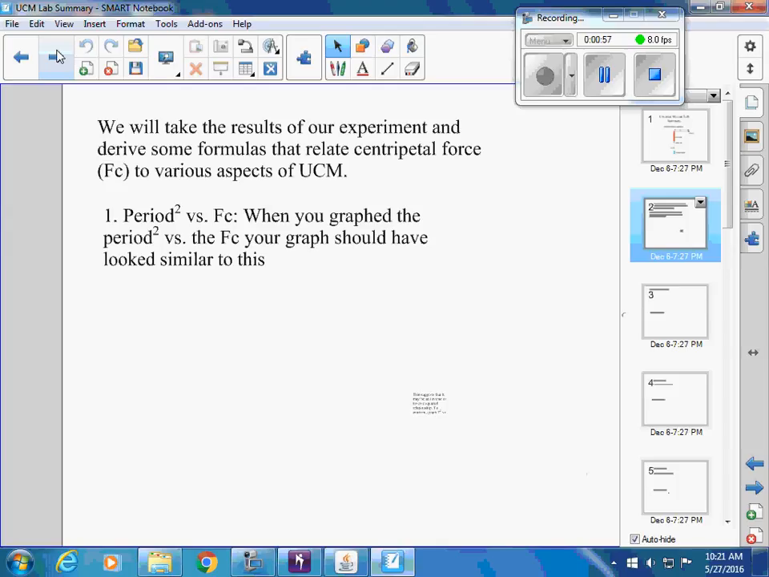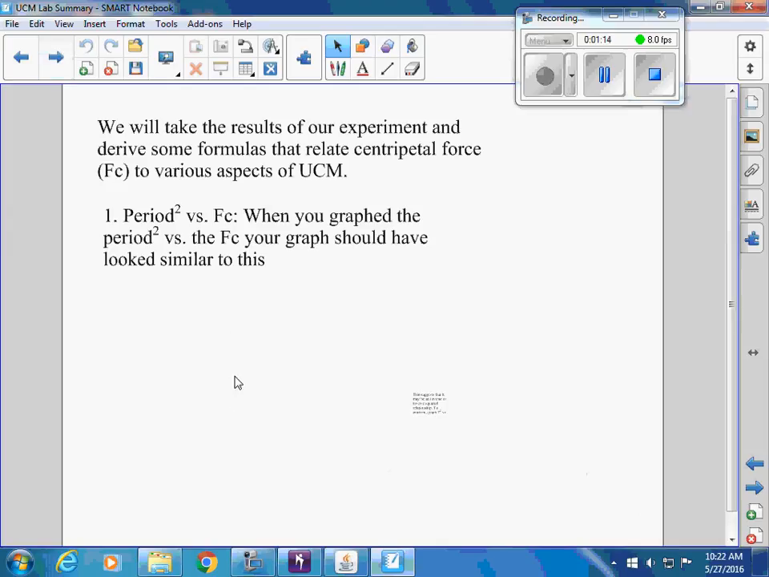The more washers, the faster it goes, or the slower it goes? Faster it goes. And we had to do some fancy stuff. Well, I had you go 1 over Fc, and we did period squared.